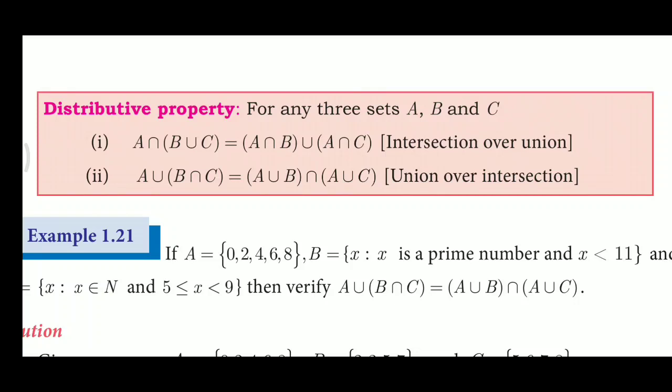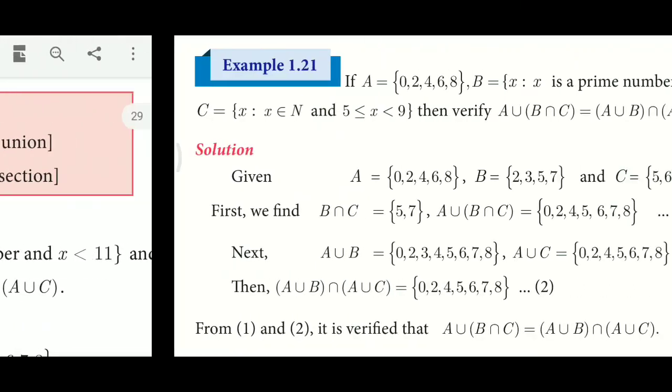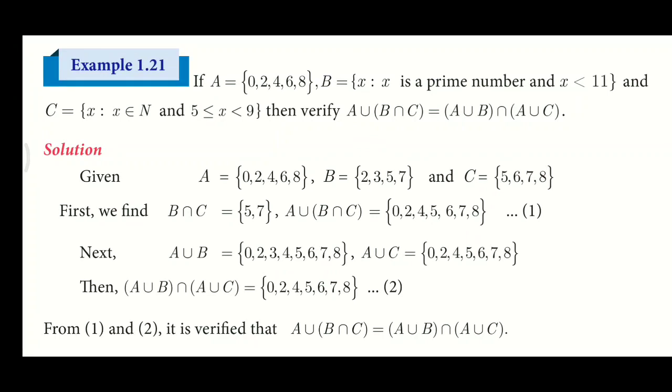Then the distributive property of union over intersection is A union (B intersection C) is equal to (A union B) intersection (A union C). Using this property, we will see one example from the textbook.